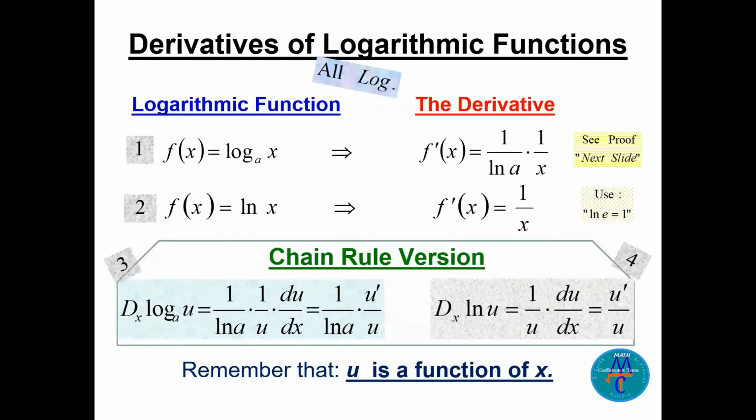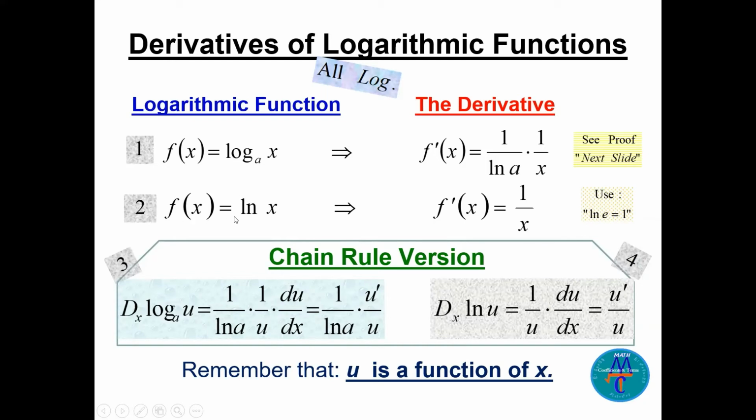Now this slide will give you the derivatives of all logarithms, 1, 2, 3, and 4. The first one, log base a of x. So the derivative, this is a logarithmic function, will be 1 over ln of a times 1 over x. The proof will be on the next slide.